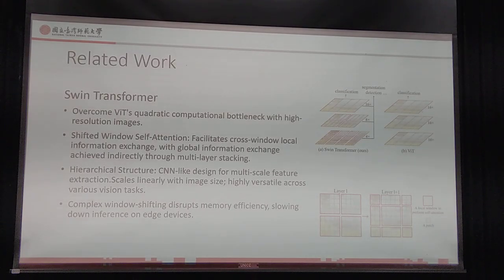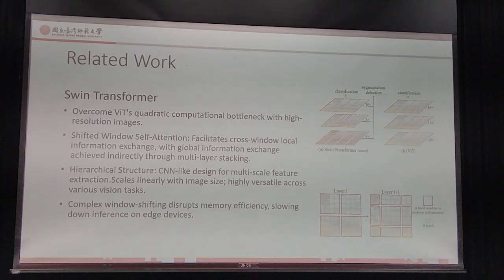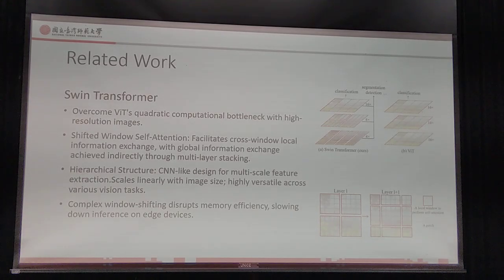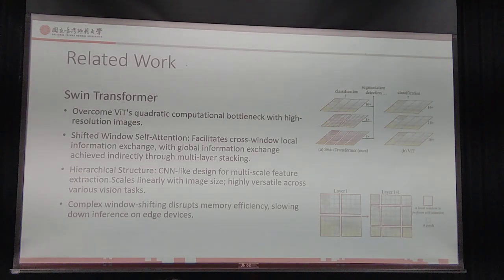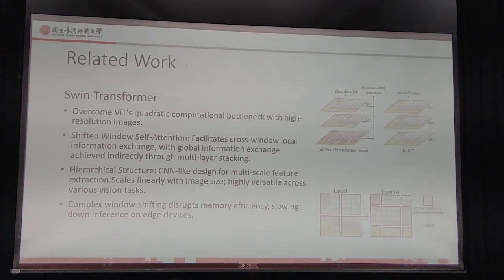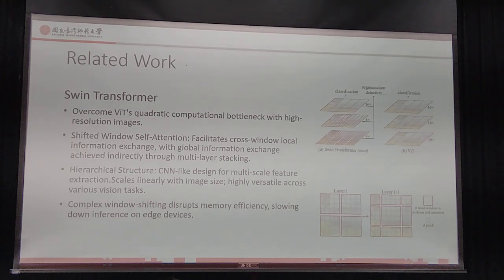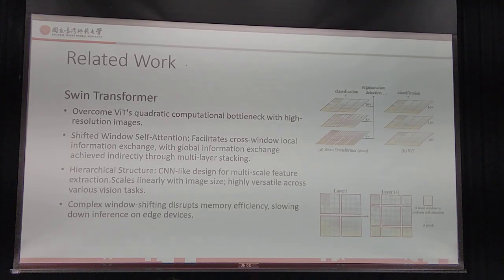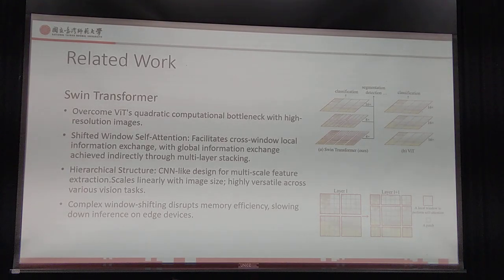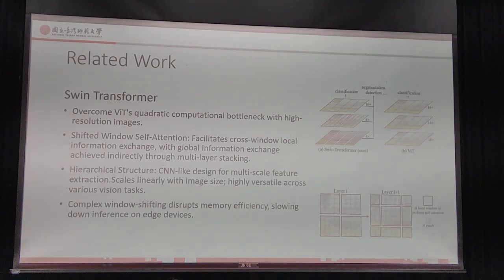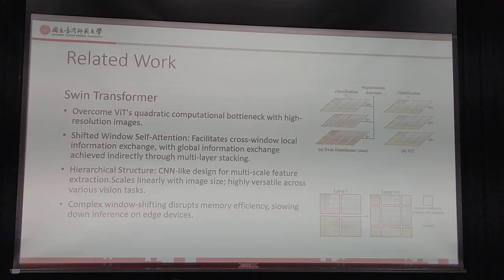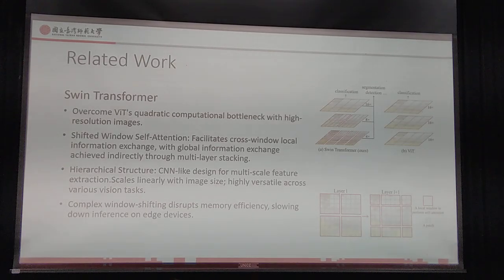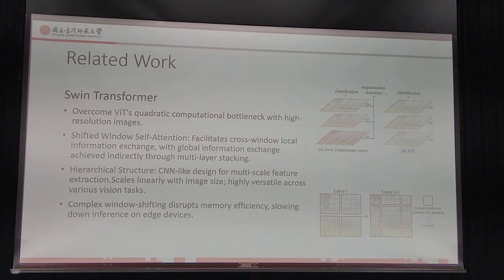Related work. Swin Transformer is the next generation vision backbone introduced following the vision transformer, ViT, primarily designed to overcome ViT's bottleneck where computational complexity scales quadratically with high resolution images. Swin Transformer uses shifted window self-attention to exchange local and global information. We also adopt a hierarchical structure to extract full-scale features. This design successfully drops the complexity from quadratic to linear, making the model highly versatile and efficient.